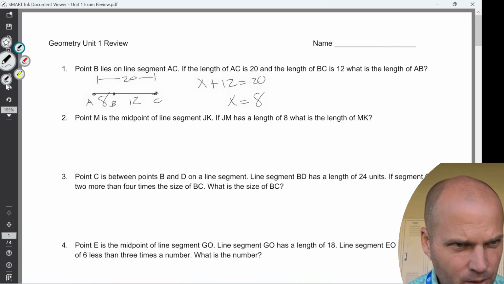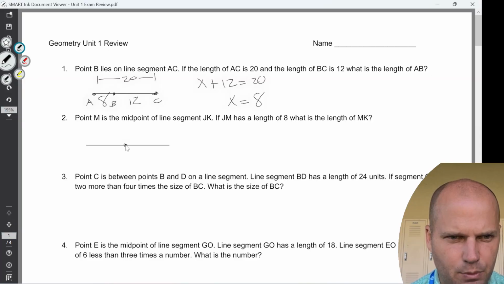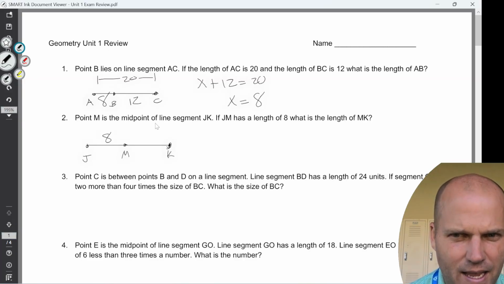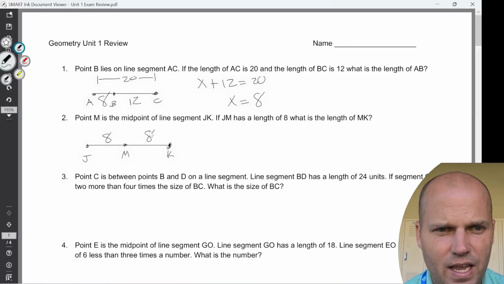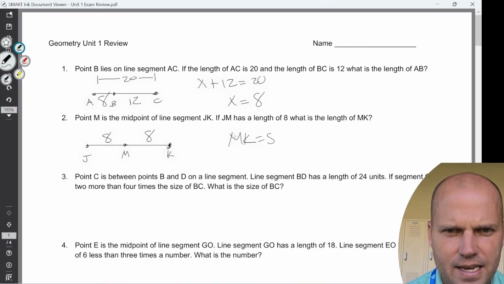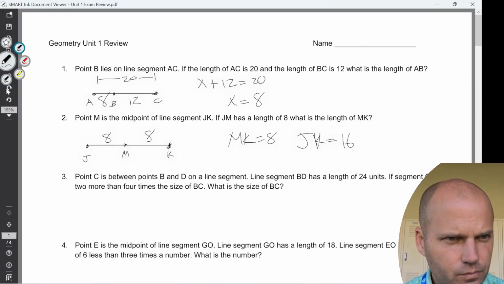is 8. Question number 2, M is the midpoint. Now that means it splits line segment JK in half. JM has a length of 8. MK also must be a length of 8. JK is a length of 16. So MK is 8. JK is 16, even though it's not asking me for it. I'm giving it to you.